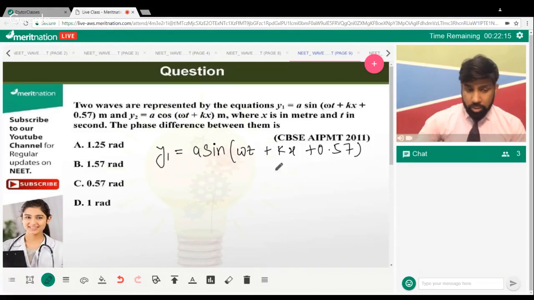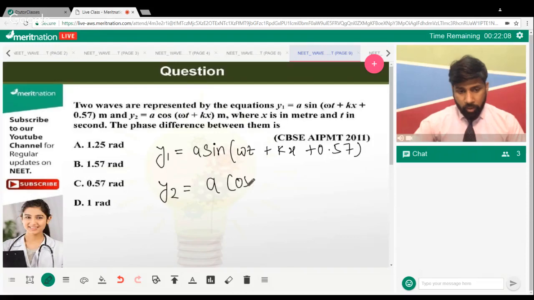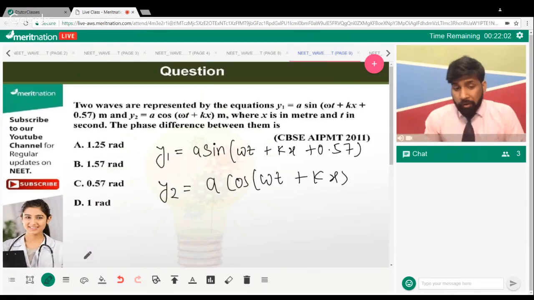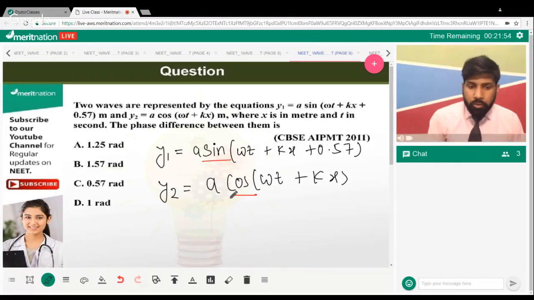This equation is given in terms of sine. Now what about the second one? y2 is equal to A cos(omega t plus kx). Students, we can't even think about phase difference, because the first equation is in terms of sine and the second one is a function of cos. So we can't solve this question without converting either sine into cos or cos into sine. Both equations should be either in sine or cos.